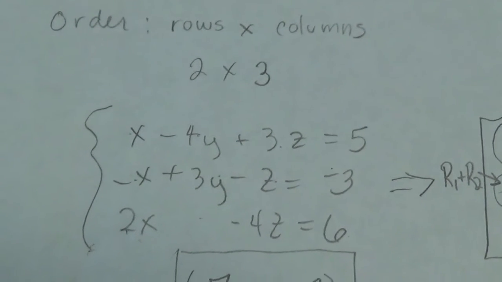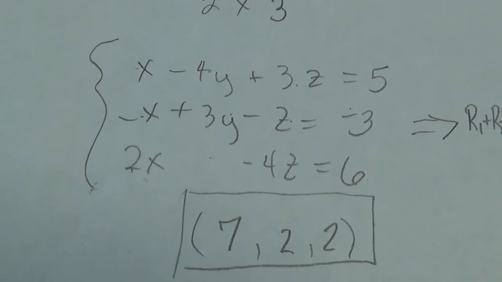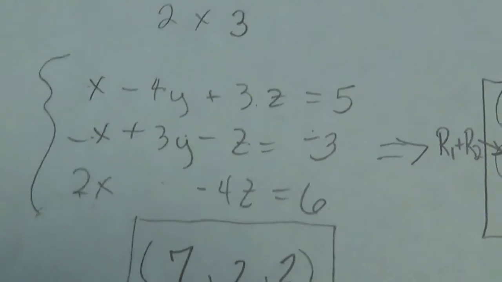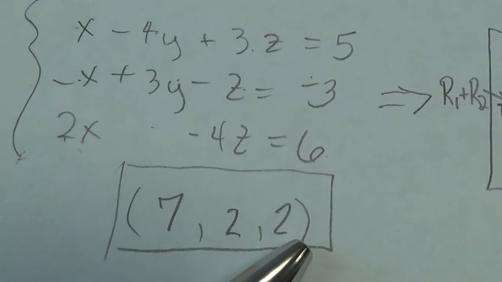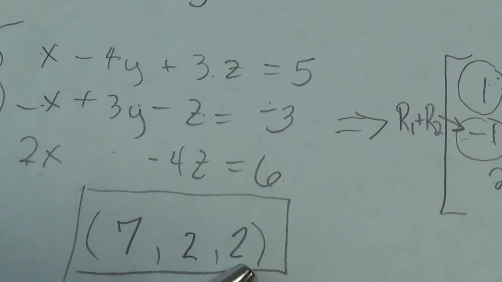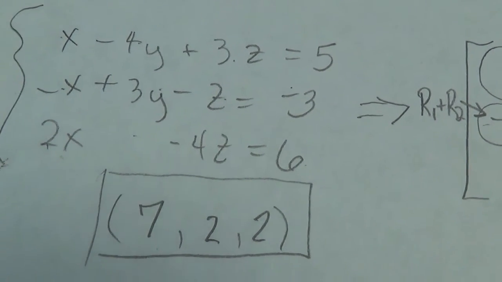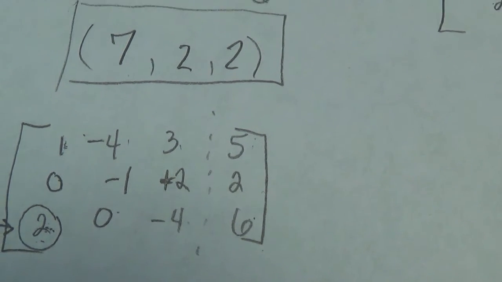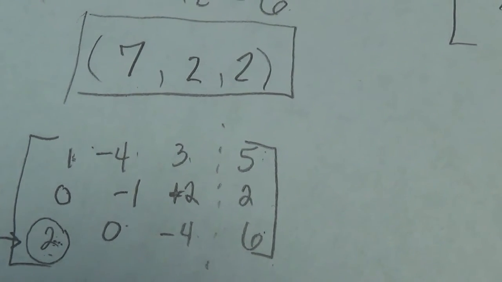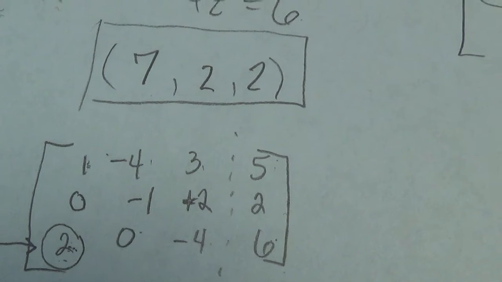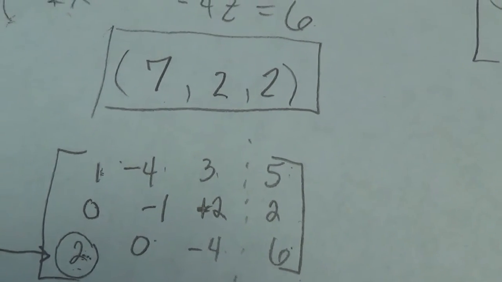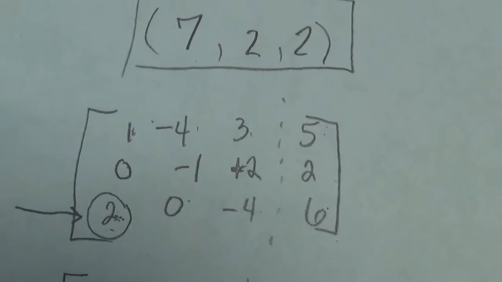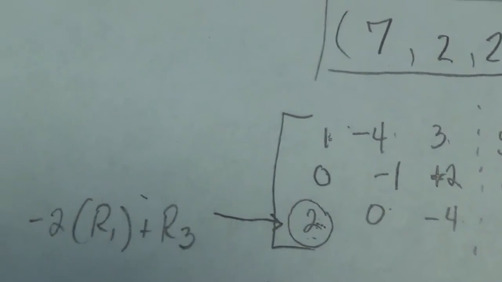From doing substitution and elimination, I found the answer to this problem is an ordered triplet where X is 7, Y is 2, and Z is 2. Now I'm going to show you how to get that out of the matrix. I'm going to take the augmented matrix that I established in a previous step and do one of the elementary row operations. What I want to do is begin to establish the zeros and the ones.